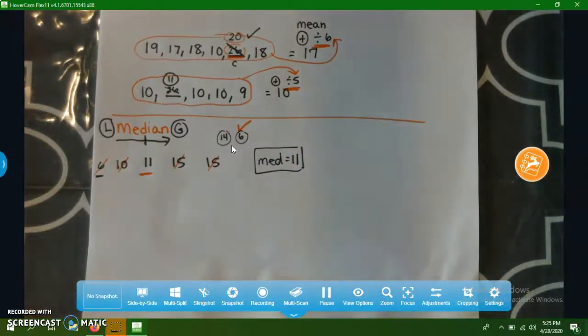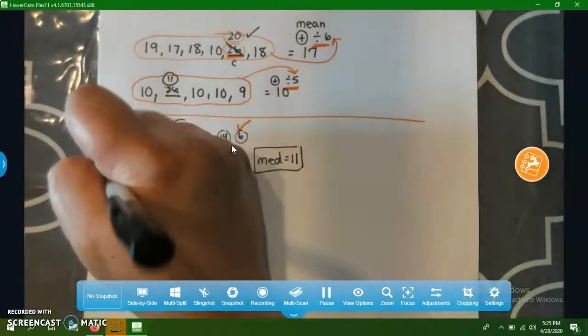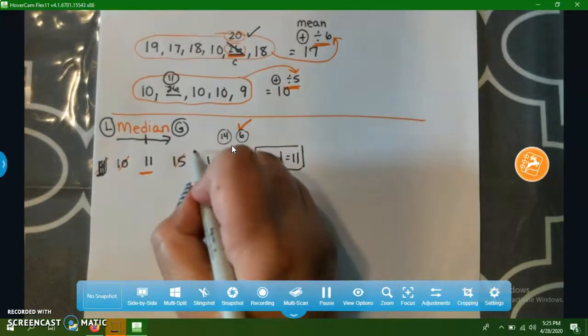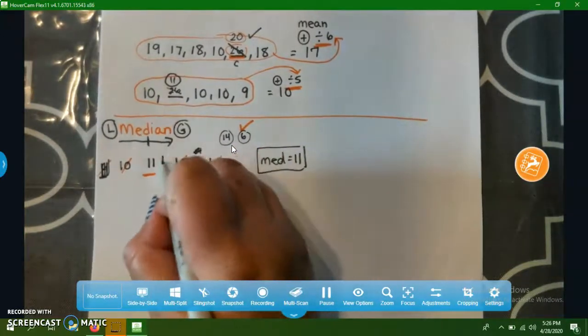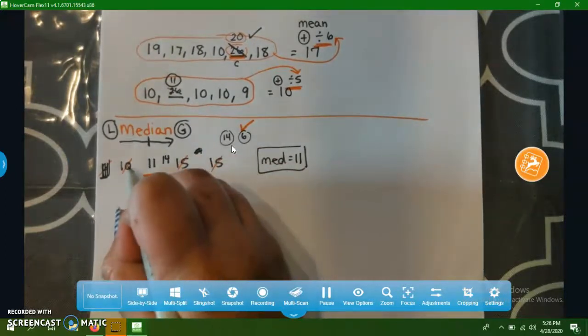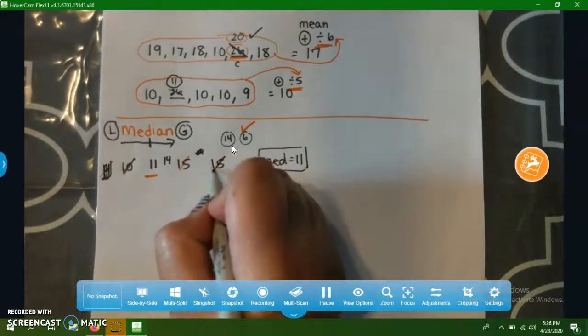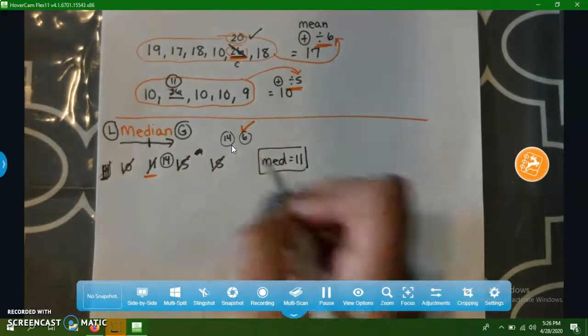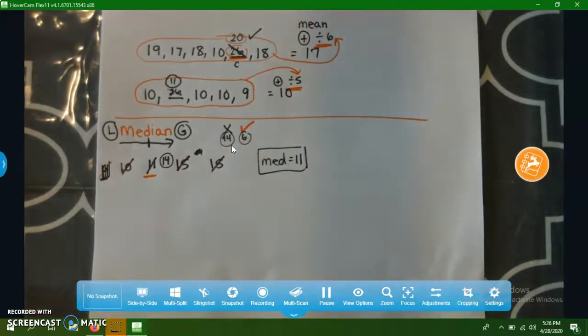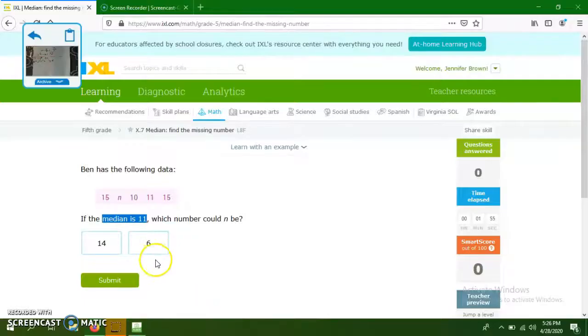So you can see, just in case that didn't work, if I had done 14, I would have put 14 here, so it's in order least to greatest. If I had done 14, then that would have actually been my median, which proves that's not right. Okay? So my median for that one should have been 6.